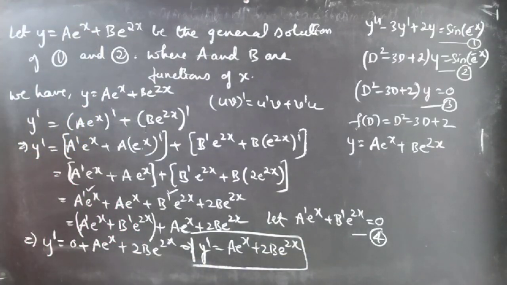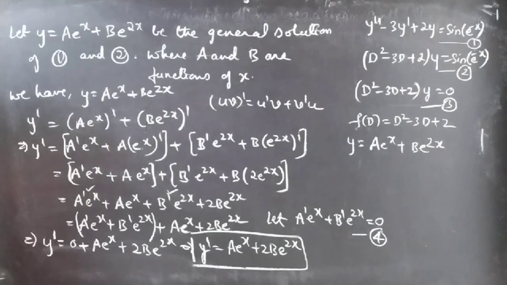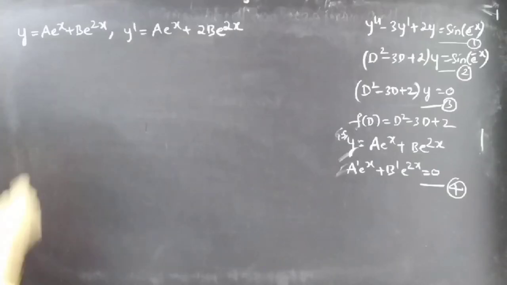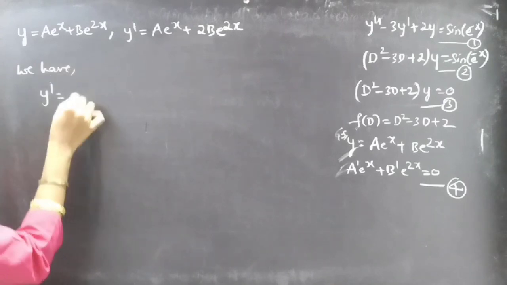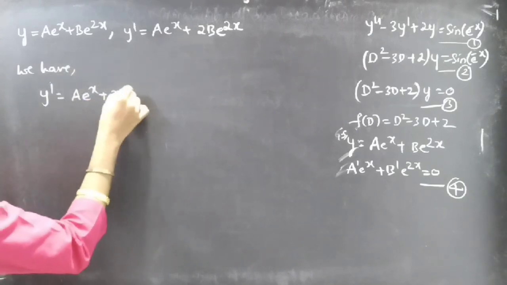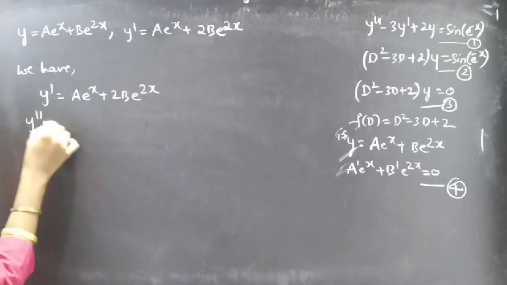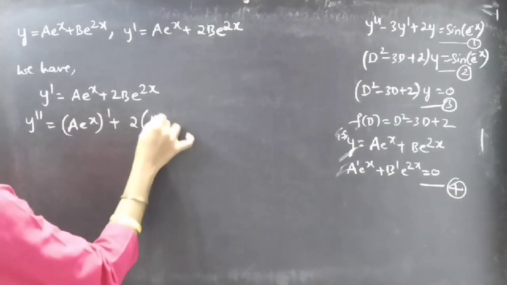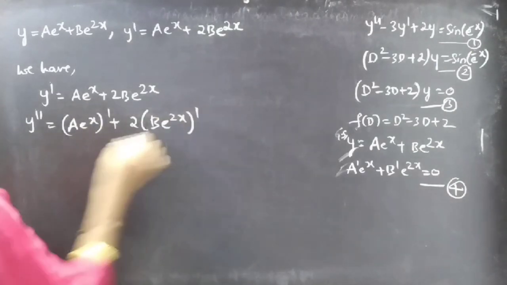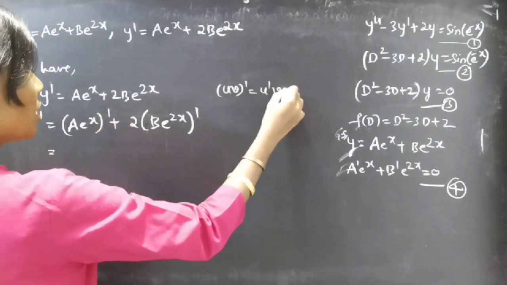Let's now find y double dash. And this equation 4, we'll use this equation 4 to find a dash and b dash. We have y dash equals to a e power x plus 2b e power 2x, right? Let's now find y double dash. Y double dash equals to a e power x whole dash plus 2 into b e power 2x whole dash. Here also we need to apply the uv whole dash formula, which is equals to u dash v plus v dash u.